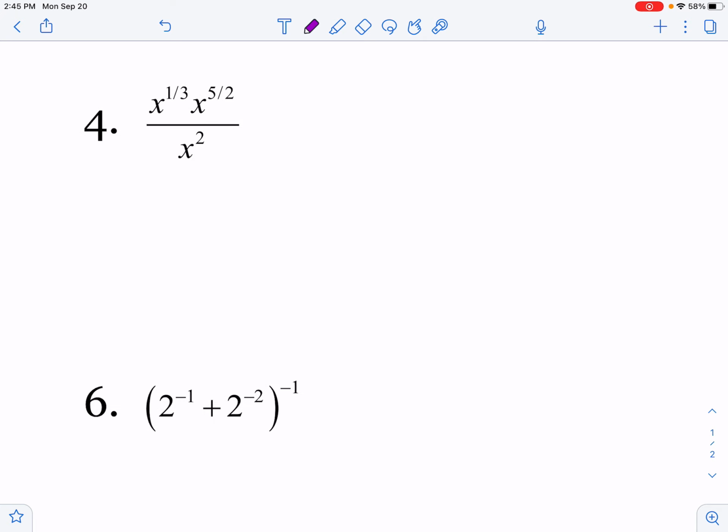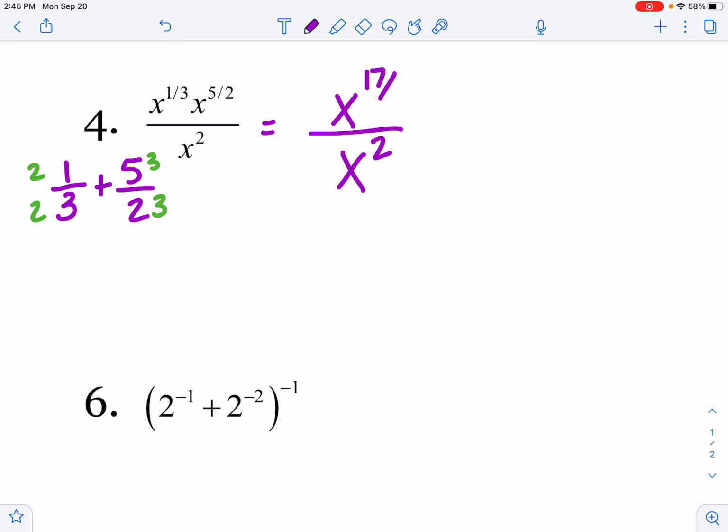Example number 4, we have 3 things with the same base. So what I'm going to do is actually simplify the numerator first, and then I'm going to divide. So I'm going to leave that x squared down at the bottom. But what I'm going to do is simplify the 1/3 and the 5/2. Again, you can go back to that calculator, alpha y equals. If that's not your jam and you don't want to be too reliant on that calculator, you can get your common denominators. And that's going to be 2/6 plus 15/6, or x to the 17/6.